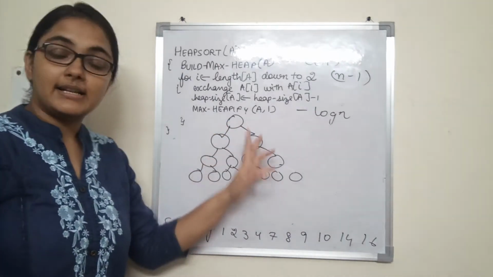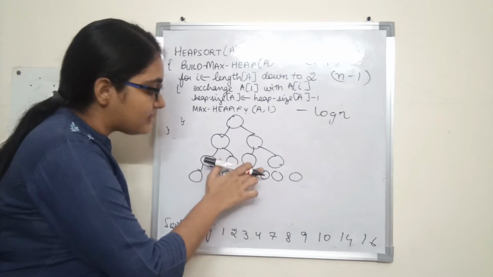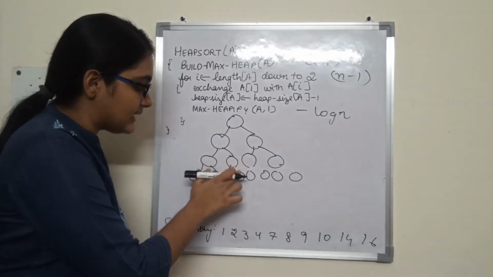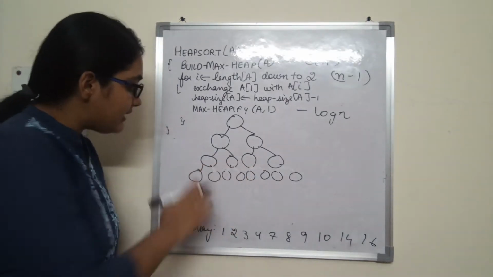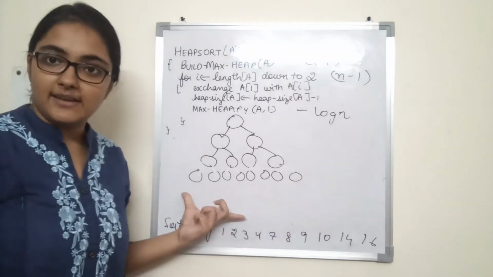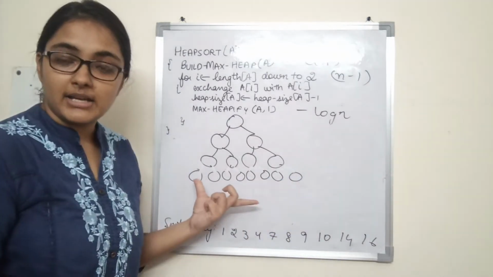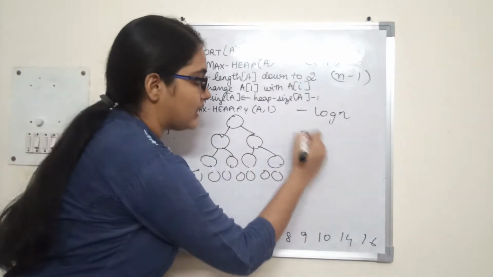That is 3, or that is log n. Again we delete it, height remains the same. Again we delete it, height remains the same. Same. Only when we delete all the leaves does it change. How many leaves are there in a complete binary tree? From n by 2 plus 1 to n, right?